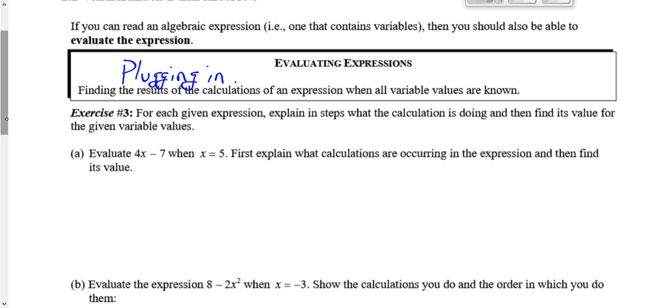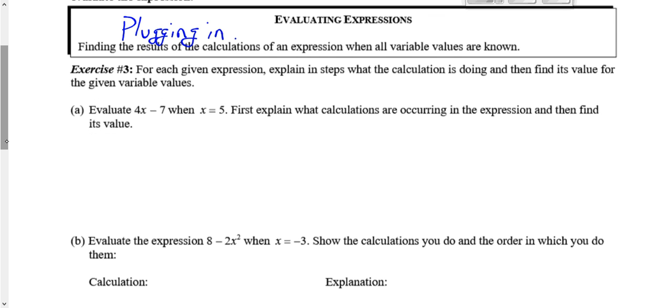Given the expression, explain in steps what the calculation is doing, and then find the value. All right, they say a lot of stuff. So they want us to evaluate 4x minus 7 when x equals 5. Well, x equals 5. You see this x here? What can I replace it with? Because it's equal to it, right? You could either write it like this, or like that. Either way, right?